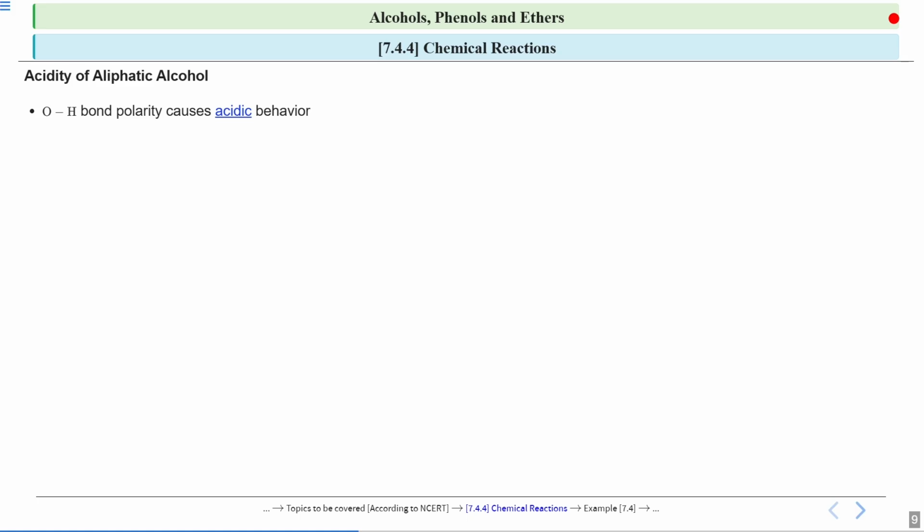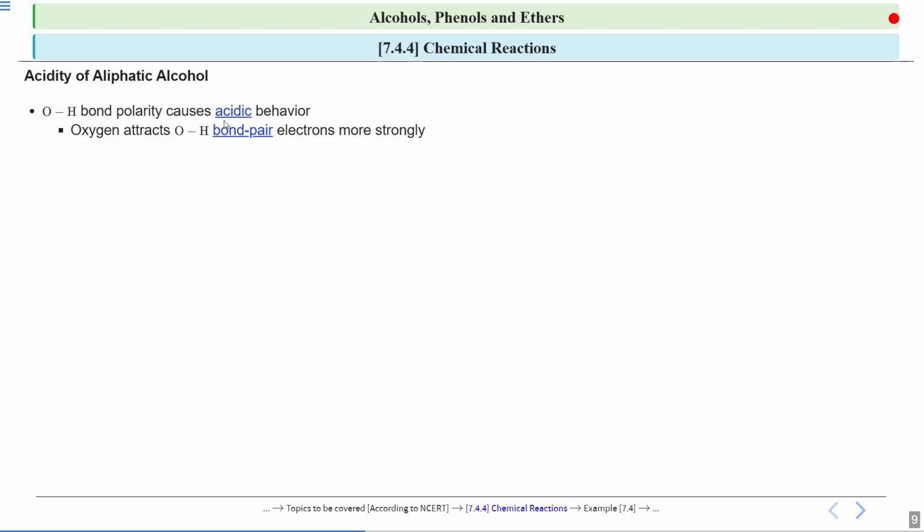So if oxygen is more electronegative, it will withdraw the electron density from this hydrogen, and it will develop a partial negative charge, and this hydrogen will develop a partial positive charge. So your OH bond polarity causes the acidic nature. Because of this bond polarity, there is acidic nature.